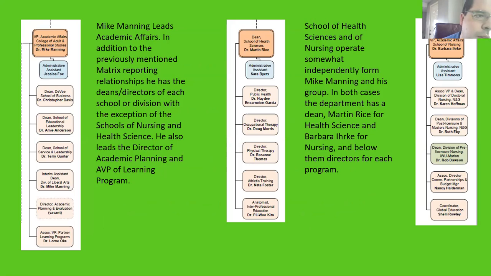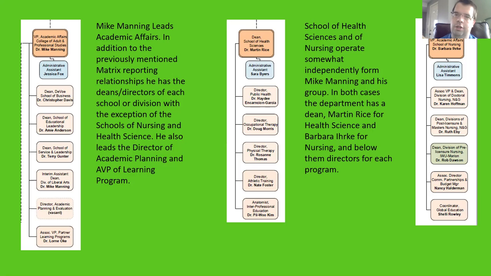And then we have Mike Manning, who leads the division for academic affairs. And underneath of him, we've got multiple divisions. There's a School of Business, the School of Educational Leadership, School of Service and Leadership, Division of Liberal Arts, Planning and Evaluation, and Learning Programs. This is overseeing grades and the academic success of our students and dealing with discrepancies between professors and students.